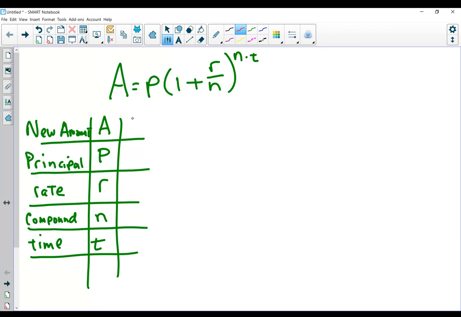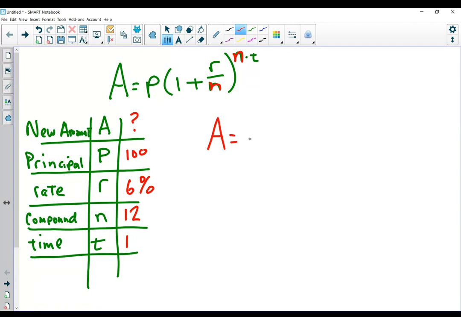So A, that's the new amount. We're going to figure that out. Principal, that's what you give the bank. That's $100. We said that in this scenario, your interest rate was 6%. Remember, we have to write that as a decimal. And that's how often you compound it. So you compound it 12 times, meaning both these ends here, this end and that end, they're both 12. And let's just do a scenario of 1 year. Let's see what this would look like.